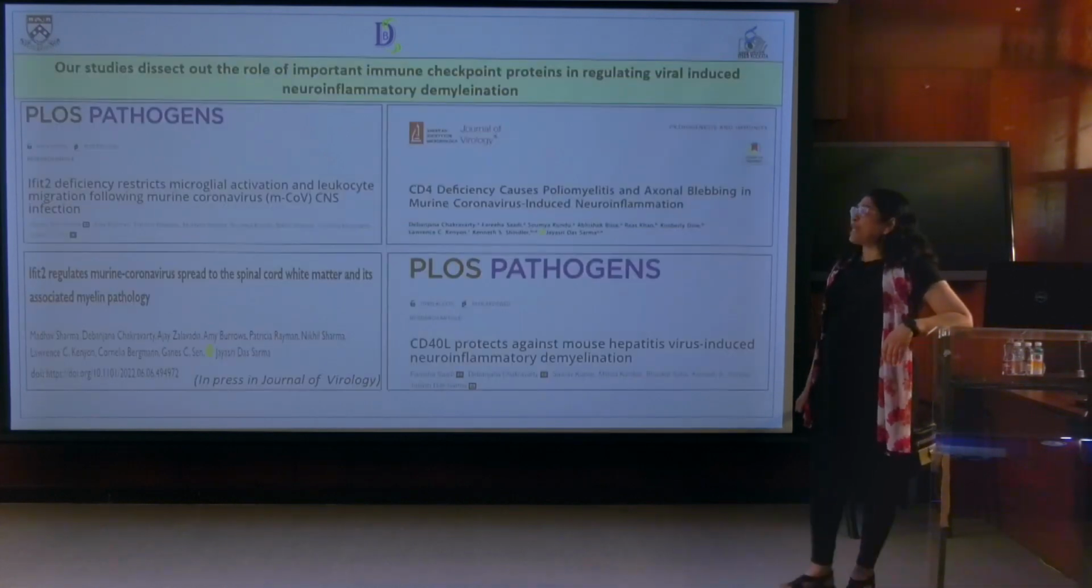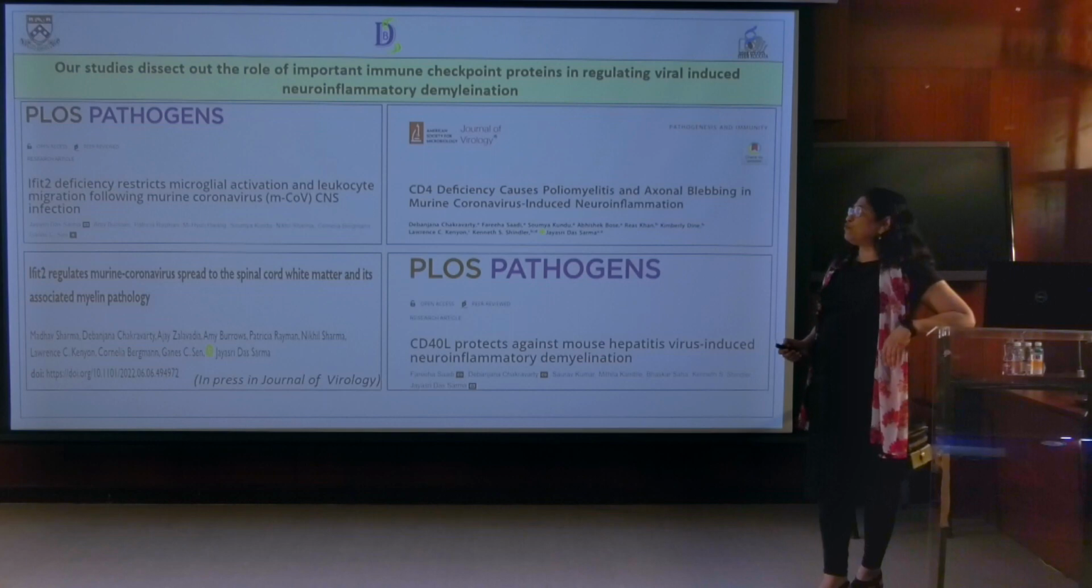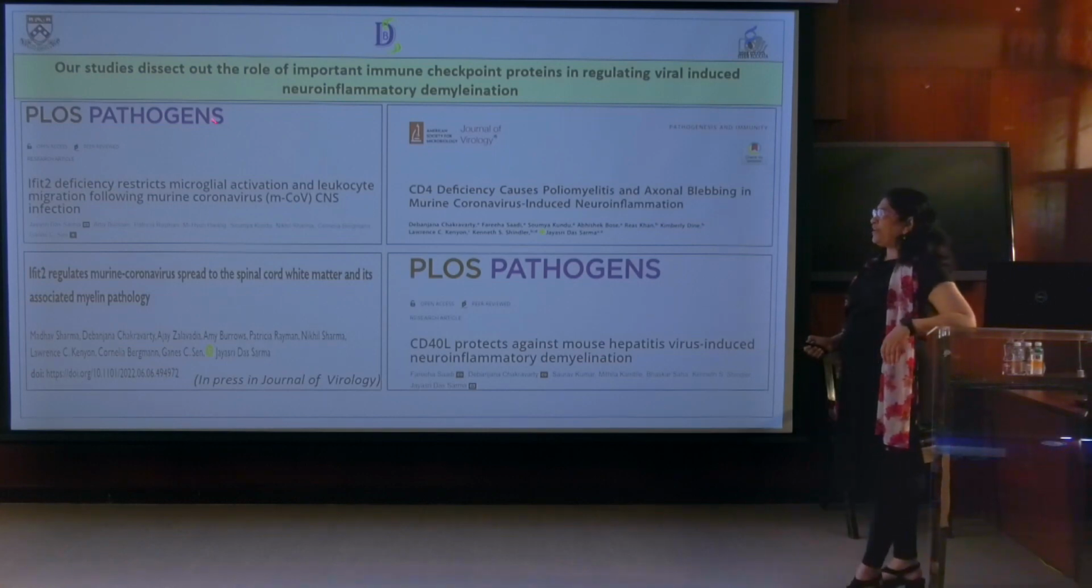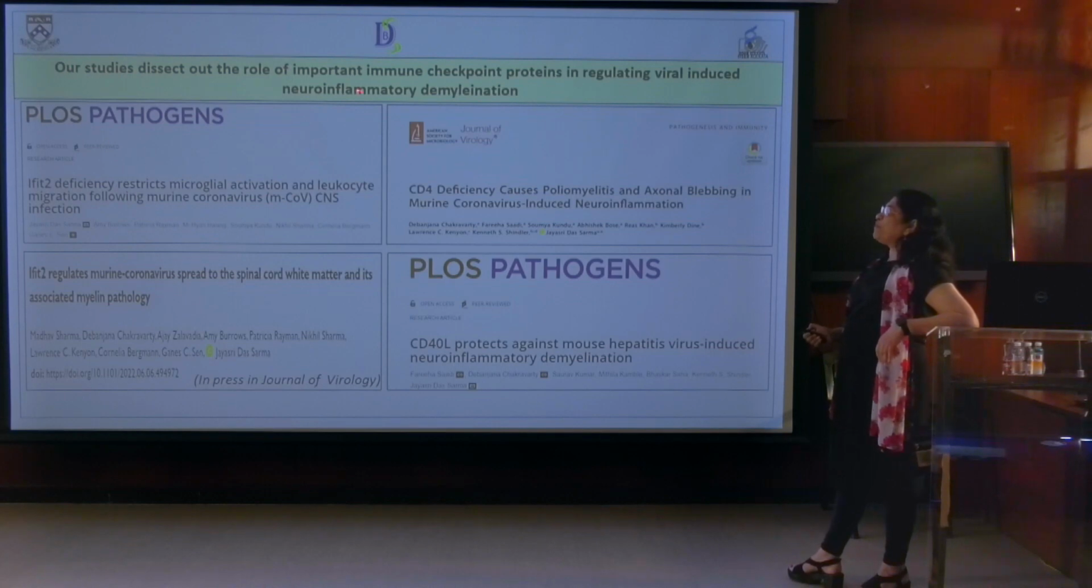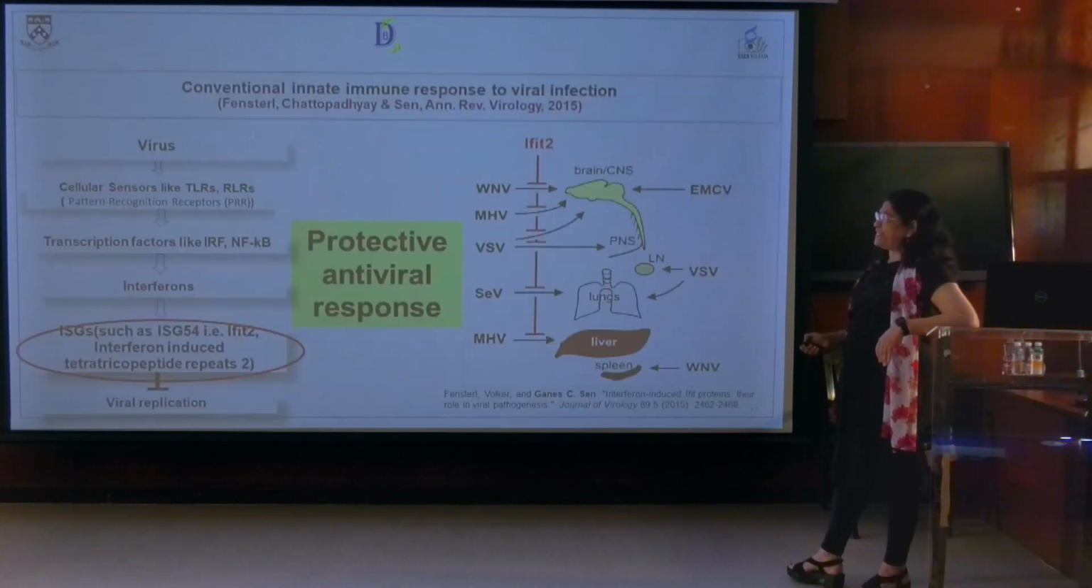What I am trying to say today is that in several recent studies, we tried to dissect the role of important immune checkpoint proteins in regulating virus-induced neuroinflammatory demyelination. Among the new checkpoints, we looked at IFIT2. We looked at IFIT2 in both the brain and the spinal cord, and we also looked at CD4 T cells and CD40 ligand, which is expressed on CD4 T cells.